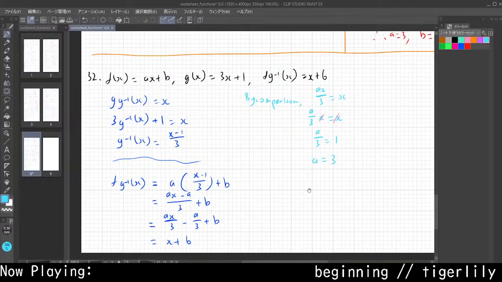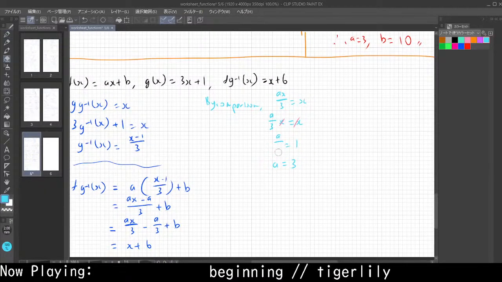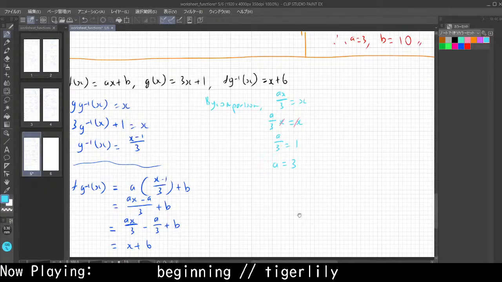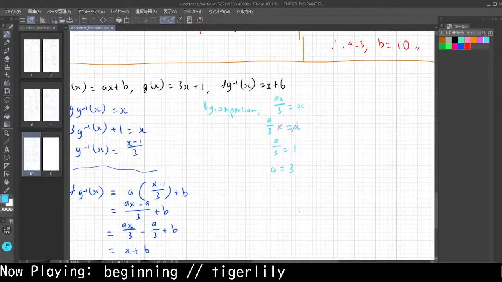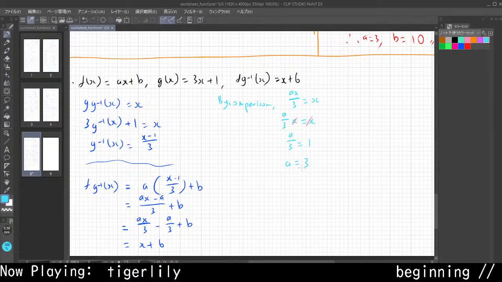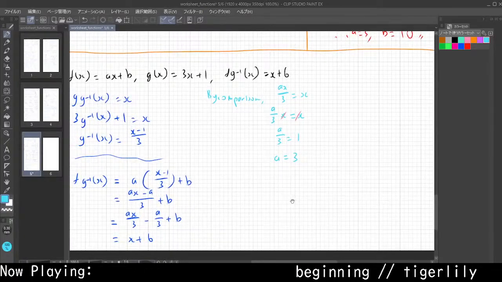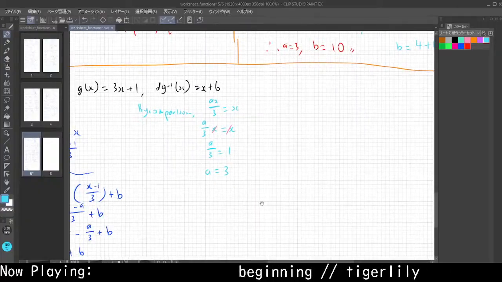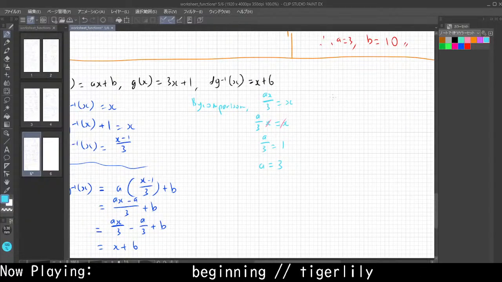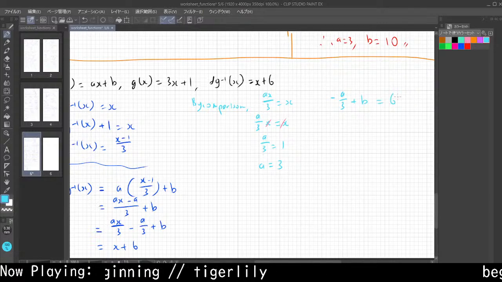Then a equals 3. You can sub it into the other portion. We also have negative a over 3 plus b equals 6.